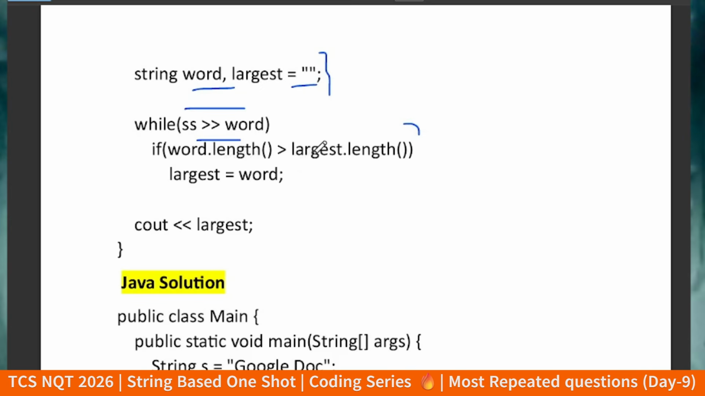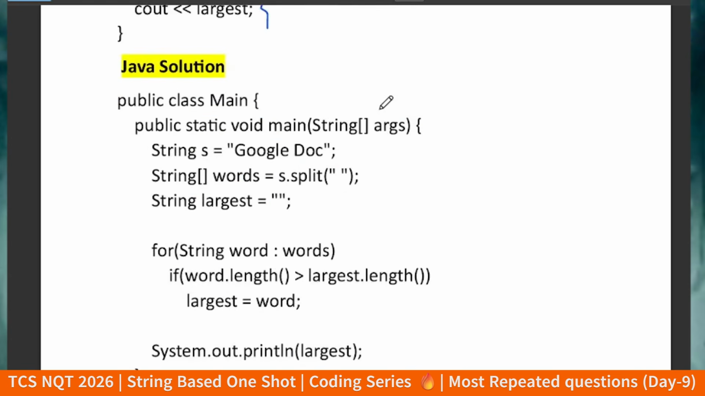Okay, so I will just use that. Means if word.length() is greater than largest.length(), then I will just update that largest will be the word. Okay, means simply आपको string में traverse करना और check करना है कि उसका length longest है या नहीं. अगर है तो just update कर देंगे अपना, and वही आपका answer होगा. So that will be your answer.